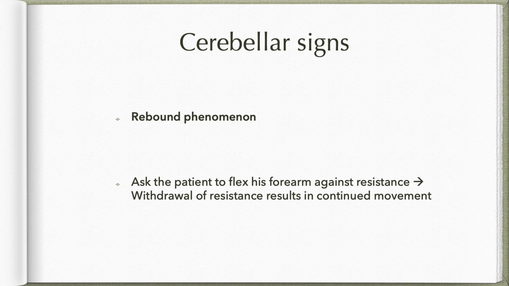Now this is tested by asking the patient to flex his forearm against resistance. So as a physician, you offer resistance for flexion of the forearm by putting your hand in front of the forearm. Ask the patient to flex his forearm. So when the patient is trying to flex, just remove your hand. Normally the patient should stop flexing in and around that time. But in this case, the patient will continue to flex, but make sure that he doesn't hit his face when the rebound phenomenon is exaggerated.